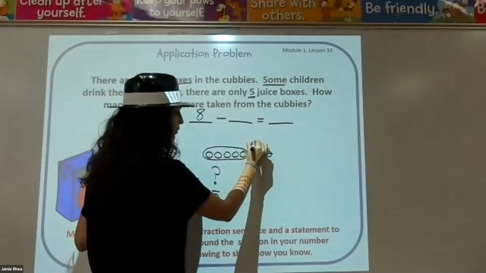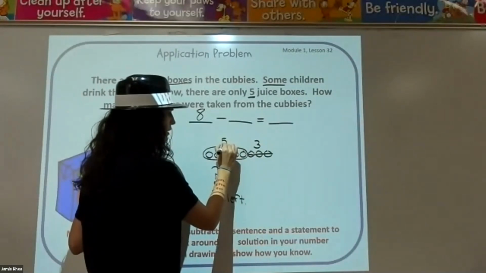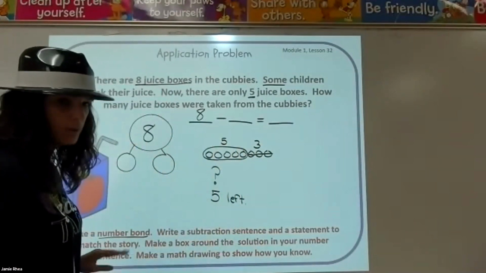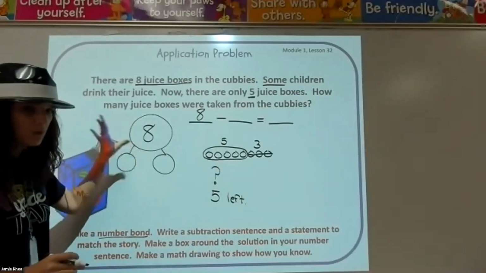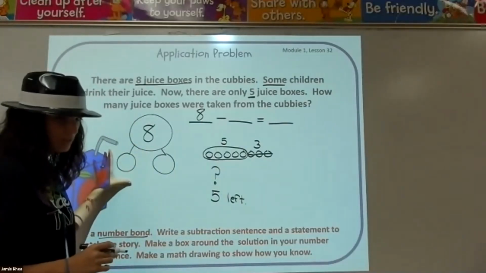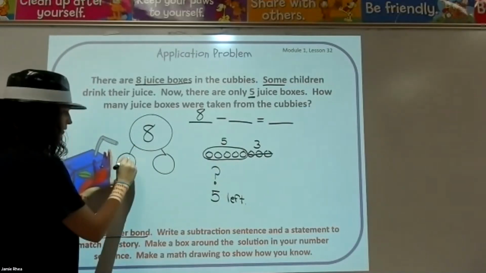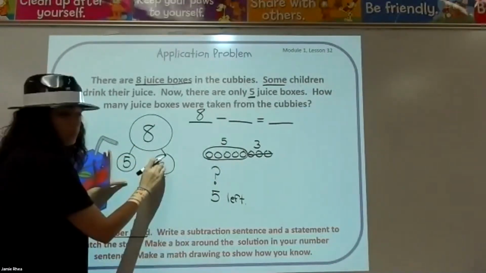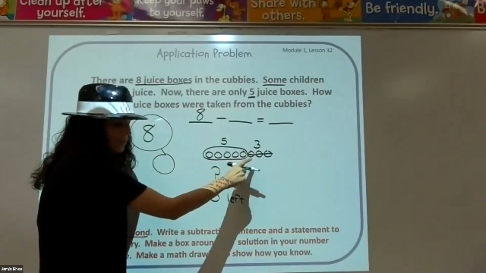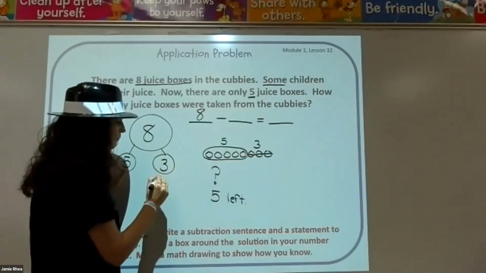3. I'm going to put a 3 here, and I'm going to put my 5 here. That way I can go back and help fill in the rest of the stuff. Okay, I know my 8 was my total. How many did we have left after some kids drank? We had 5. Do we know how many the kids drank? We do now because we used our picture. We know that there's 3.